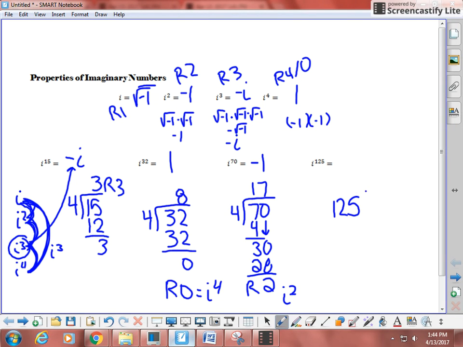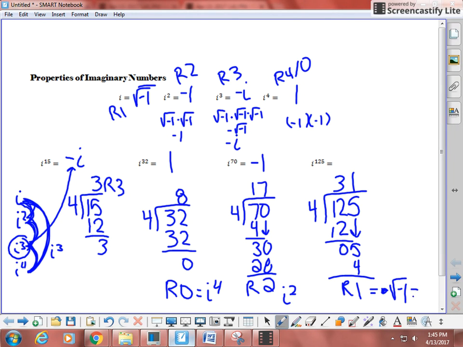Last one is i to the 125. Divide that by 4. 3 times is 12, which is 0. Bring down the 5. Goes in 1 time, 4, a remainder of 1. Well, a remainder of 1 is really the square root of negative 1, which is i, so we want to call it i. And that's really all there is to it, dividing and deciding which one to use.